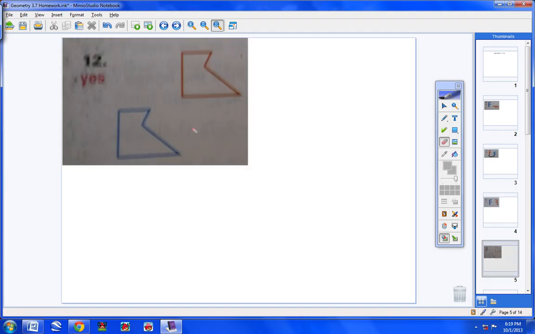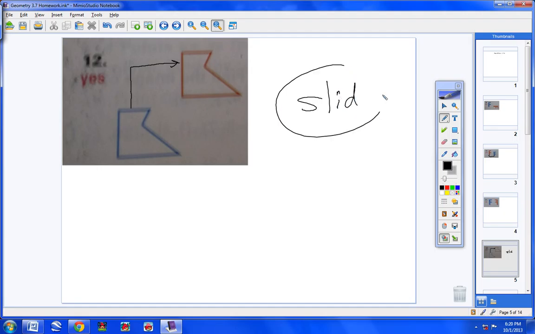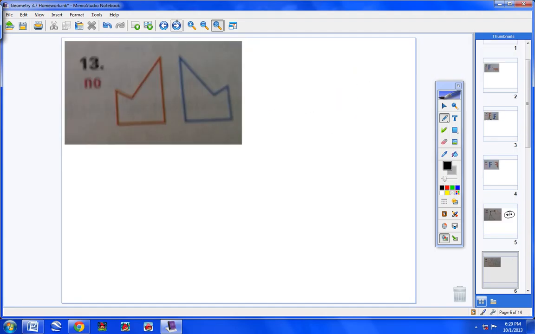All right, number 12. Hey, this looks great. It's facing the same way. It hasn't been flipped, twisted, or turned. The blue object went up, and then it went to the right. And that's called a translation. It was, to use a word the book used, it was slid. They slid it around. All right, number 13.